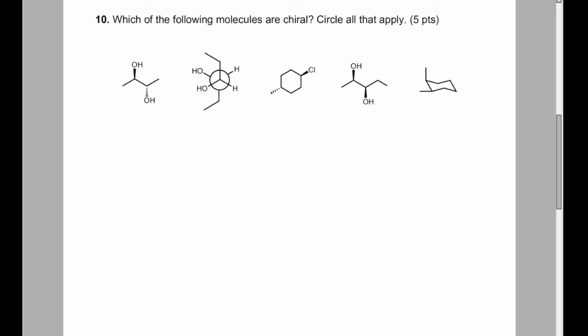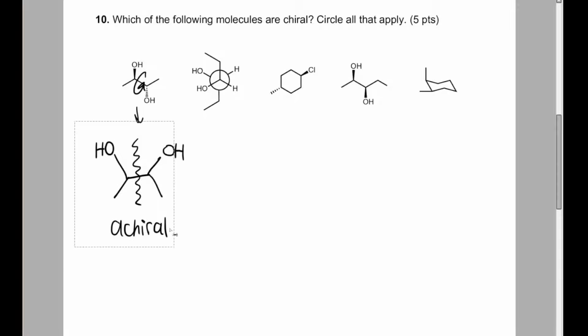10. Which of the following molecules are chiral? Circle all that apply. We can just go in order from left to right, starting with this first one. This first one is achiral because if you rotate it around this bond, because remember that alkanes or single bonds have some freedom of rotation, it will just turn into this molecule, HO. This is a meso compound because there's an internal plane of symmetry down the middle, and so this is achiral because meso compounds are achiral.